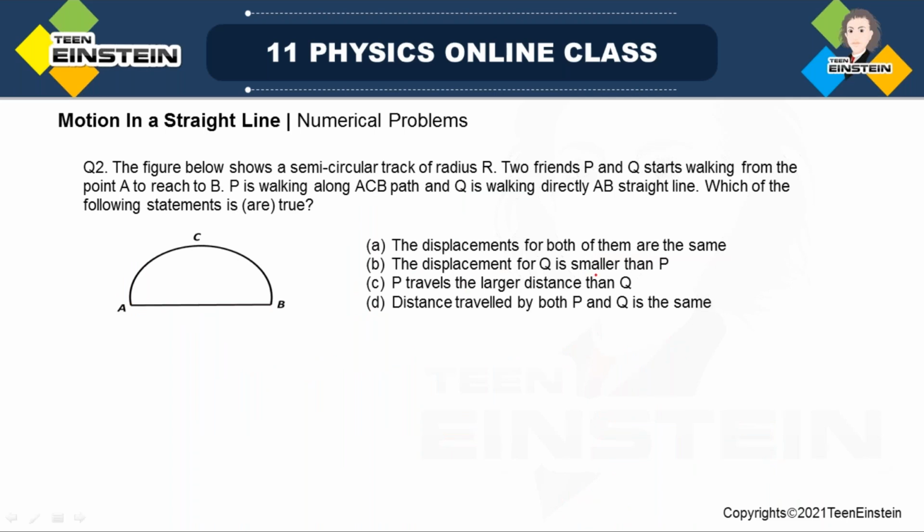The second option is the displacement for Q is smaller than P. So this is not true. The P travels larger distance than Q. This you have to answer. P is going through this way and Q is going through this way. Their destination is B. For both of them, their destination is B. Now you have to tell me P travels larger distance than Q. Distance means what? Path length. Distance means path length.